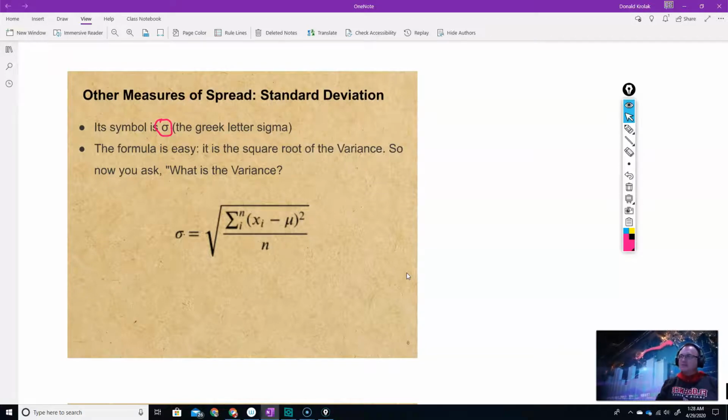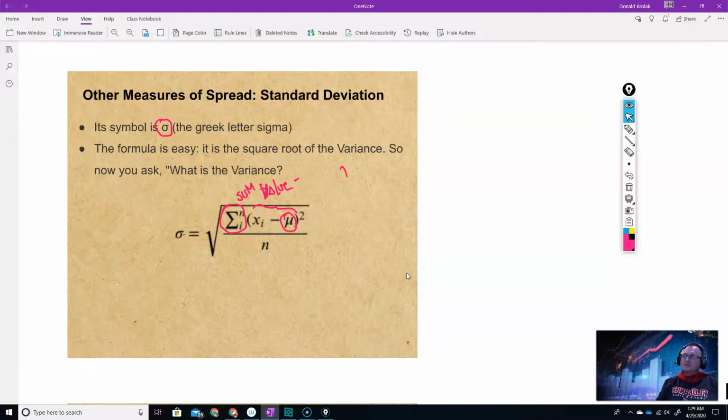The formula is simply the square root of the variance. Here's what you've got to understand about what you're looking at. This symbol just means find the sum. This means you take a value from your data set and you subtract the average, or the mean.